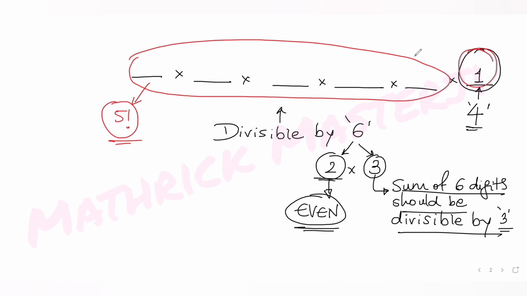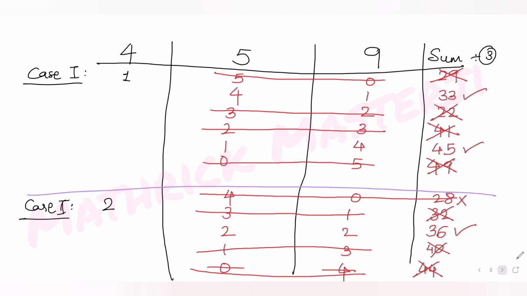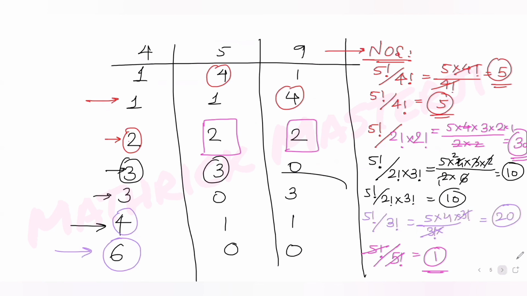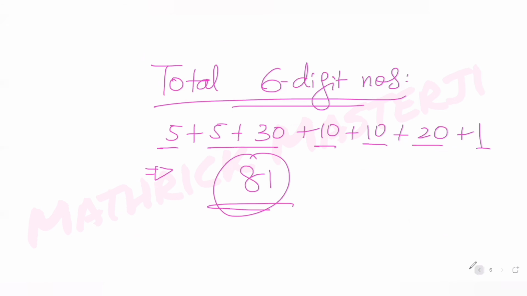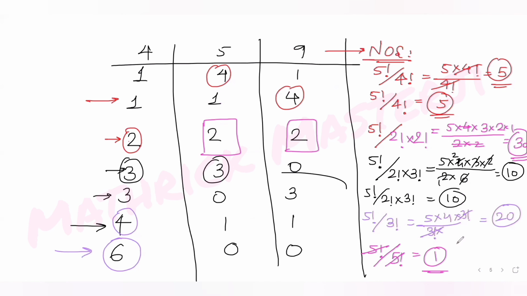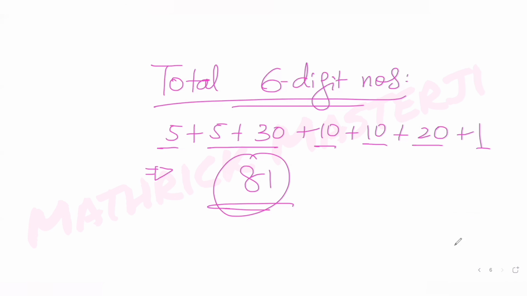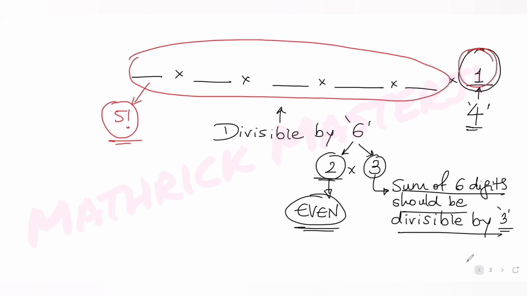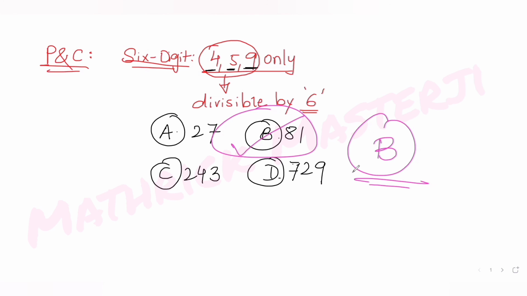Then we found out the number of options that I can have for this remaining 5 digits to be filled, where the sum of all the 6 digits becomes divisible by 3. So I had various options here, and once I had all the options with me here, I figured out how many total numbers I can have in each case, and that turned out to become 81. And that matches with option B. So B becomes the correct answer for the question given to us.